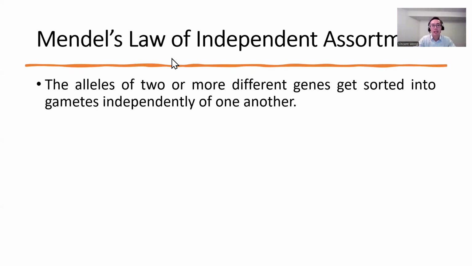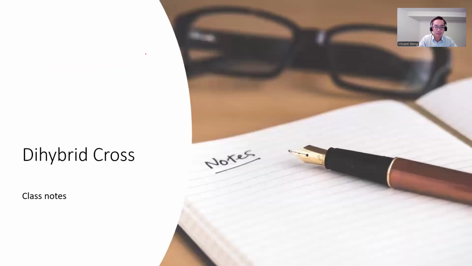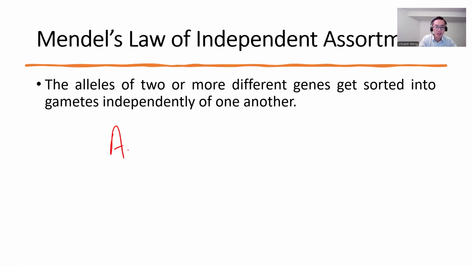The second law is independent assortment. Let me read it to you first. The alleles of two or more different genes get sorted into gametes independently of one another. So let's say someone has big A, small a for one gene, and then big B, small b for another gene. Right? We're tracking two separate genes here.